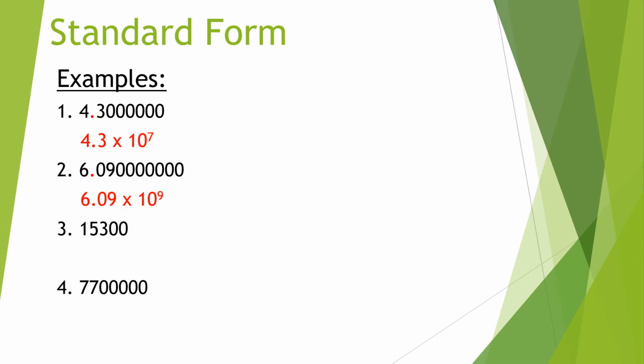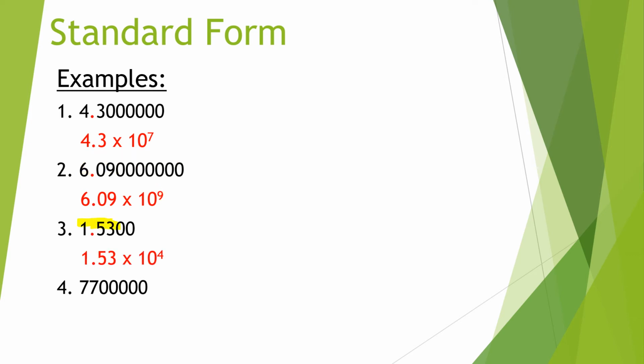This time we've got 6.09 is the number between 1 and 10. Don't forget that little 0, it's very tempting to do that. And again, we've got to count the decimal places. We've got 1, 2, 3, 4, 5, 6, 7, 8, 9. That gives us 6.09 times 10 to the 9.